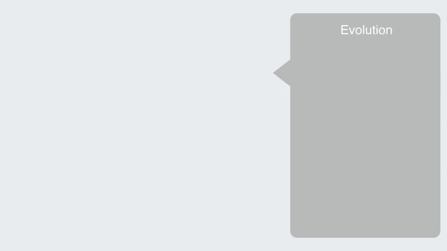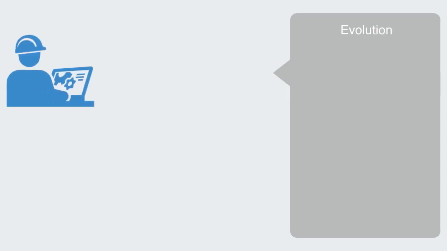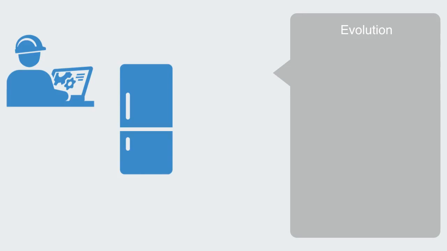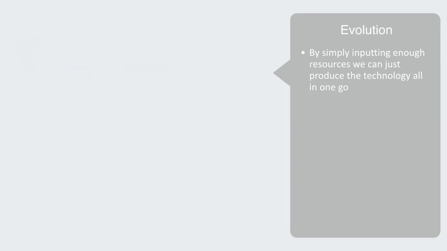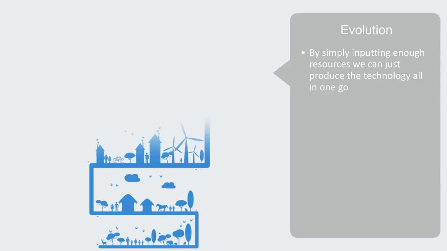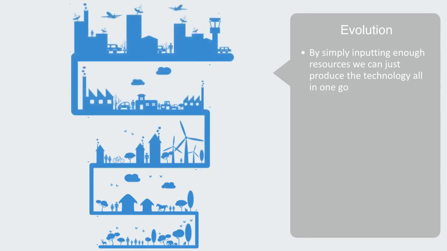Because we can fully control and design simple linear technologies like a refrigerator, we can take our design and by simply inputting enough resources, we can just produce the technology all in one go, rolling them off the production line. But complex engineered systems like cities and the internet don't just pop into existence like this. Instead, they start out simple and they go through a process of evolution to become complex.